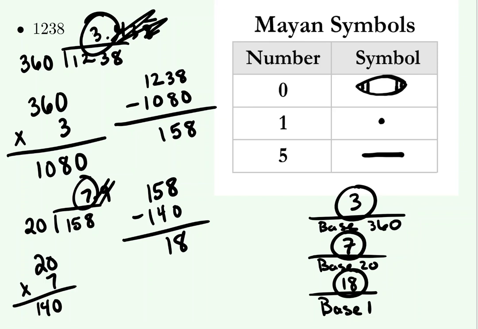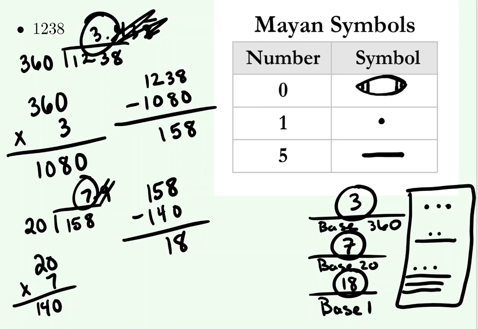Now all that's left to do is represent each of these digits in Mayan symbols and show the appropriate bases by the vertical spacing. First, 18 would be 5, 10, 15, 16, 17, 18. Then we would leave significant space, and then we would have 7 in the second position, so 5, 6, 7. Leave vertical space, 3 in the third position, 1, 2, 3. And that would be 1,238 in Mayan symbols.